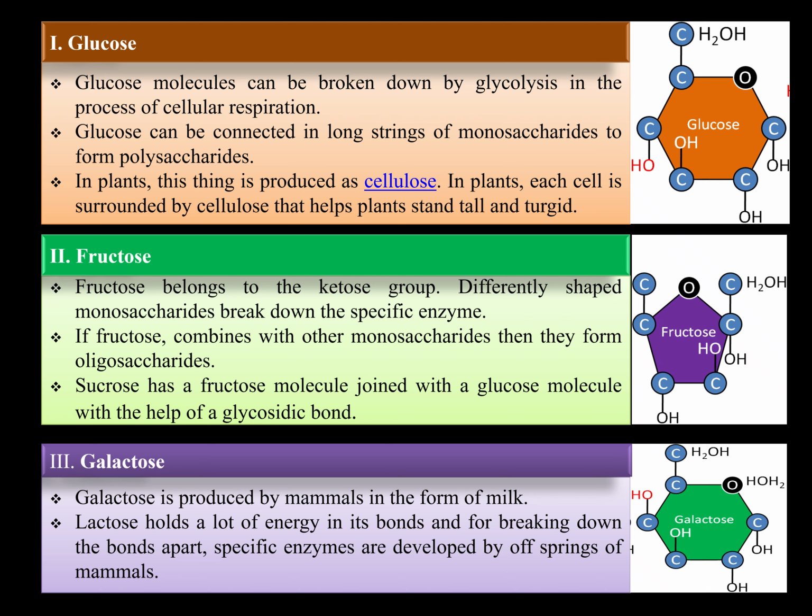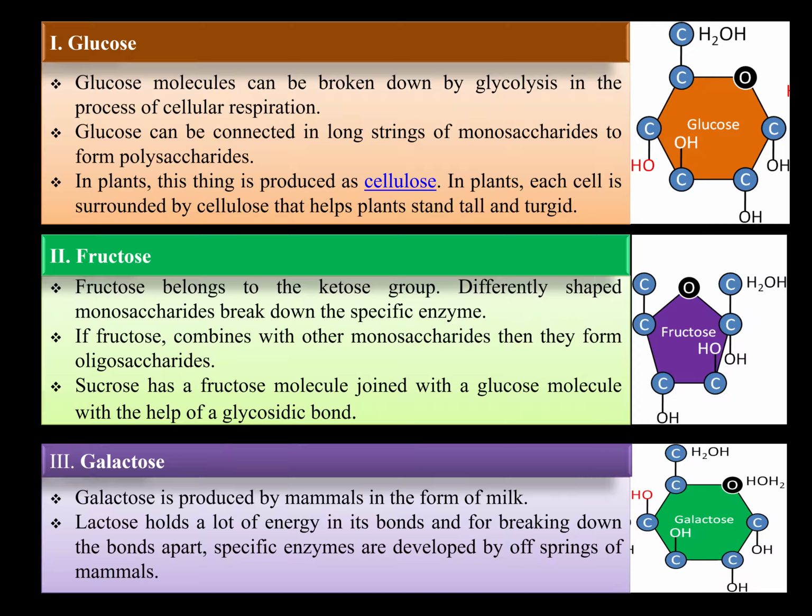Now we study fructose. Fructose is a fruit sugar. It is found naturally in fruit and honey. Fructose can join with other monosaccharides to form oligosaccharides. A very important example is sucrose. Sucrose contains one glucose and one fructose joined by a glycosidic bond.